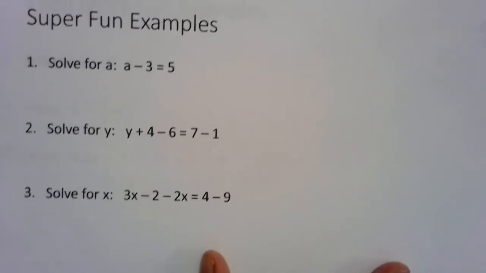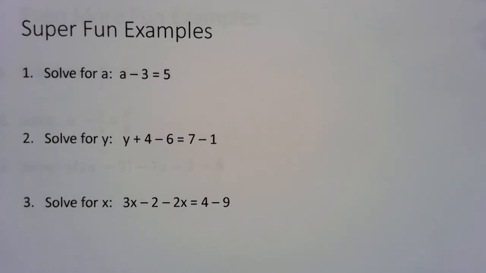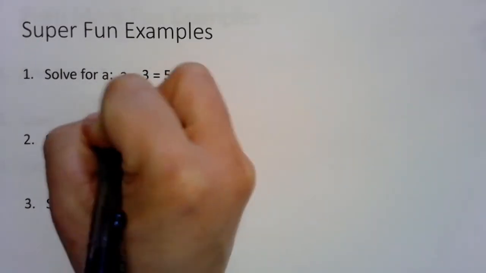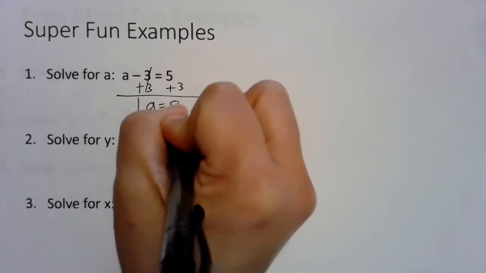If you want, you can press pause and try these first, and then I'll go ahead and do them. Okay, so let's say for number 1, we're solving for a. Let's go ahead and add 3 to both sides, right? So this would give me a is equal to 5 plus 3, which is 8.